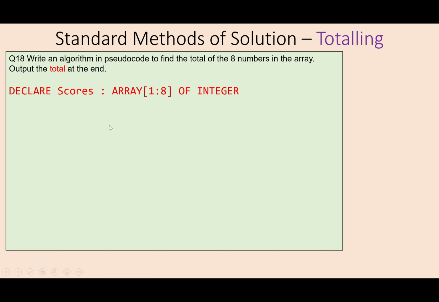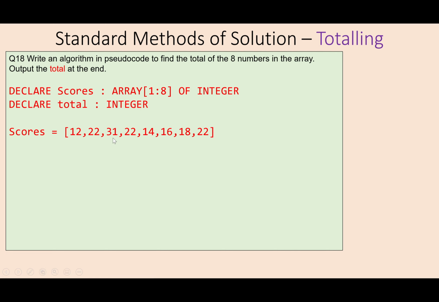So write an algorithm in pseudocode to find the total of the 8 numbers in the array, output the total at the end. So here's the array. I've declared it. I know I'm going to need to work out the total, so that's a variable. So let's declare that as an integer, and we'll assign it 0. So we want it to be 0 at the start, just like we want our count to start at 0.